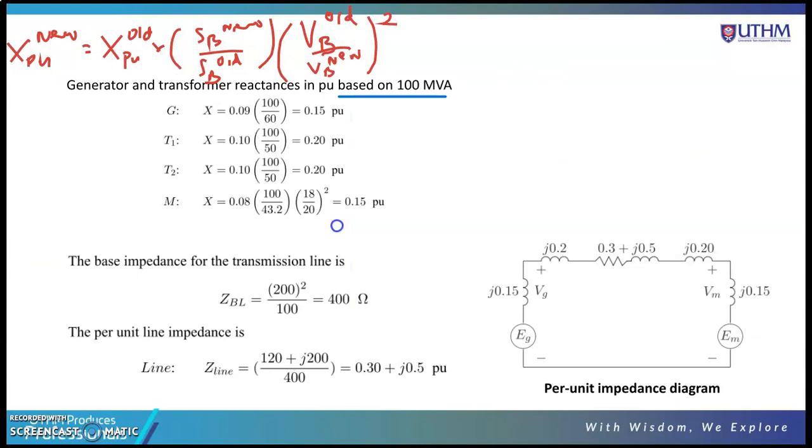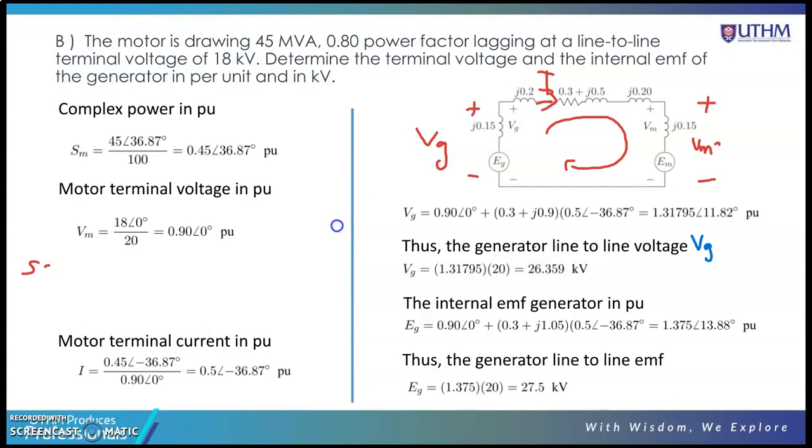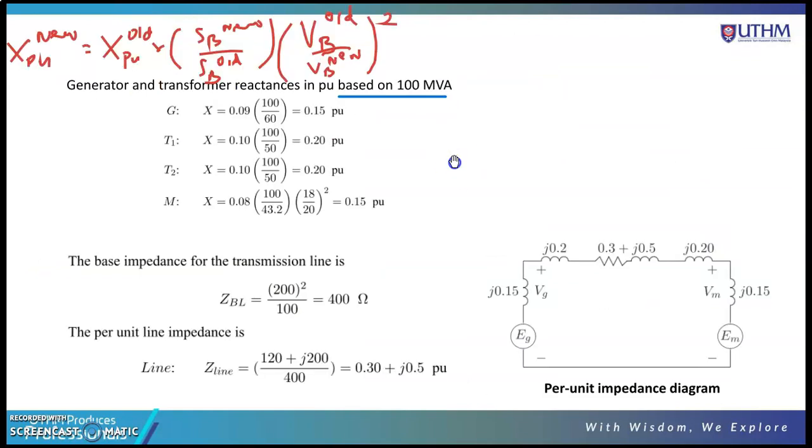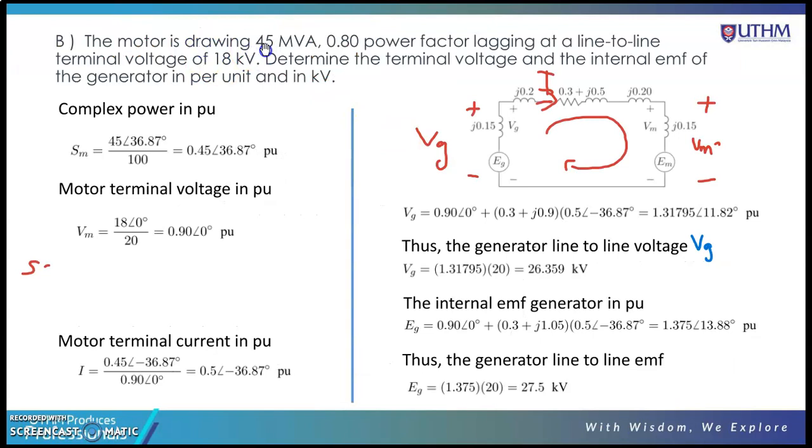We have done question A. Next, question B, the motor. You have a motor. Now your motor is drawing 45 MVA, 0.8 power factor lagging at a line-to-line terminal voltage of 18 kilovolt. So determine the voltage and internal EMF of the generator in per unit, and in kilovolt, or in actual value. So first of all, you need to determine the complex power in per unit.